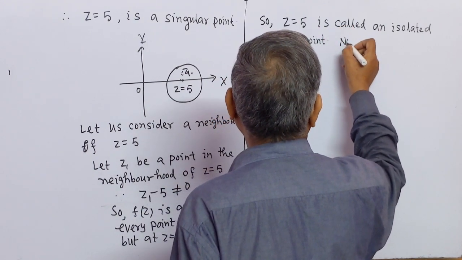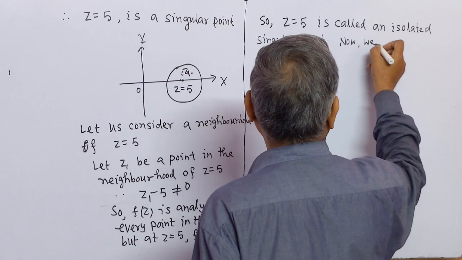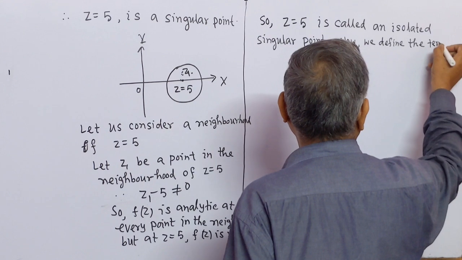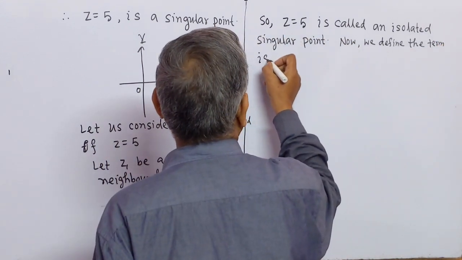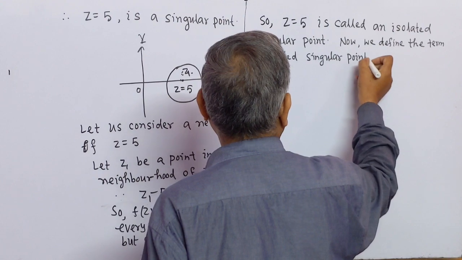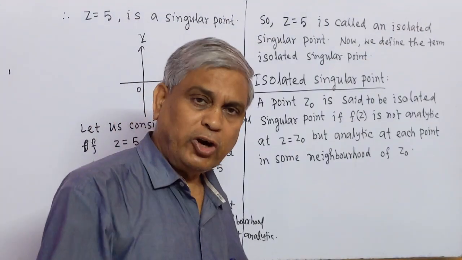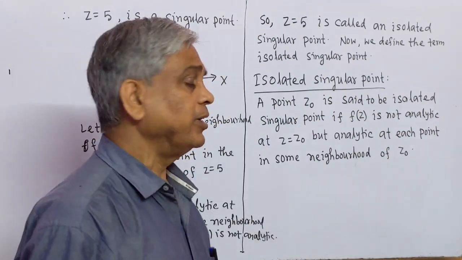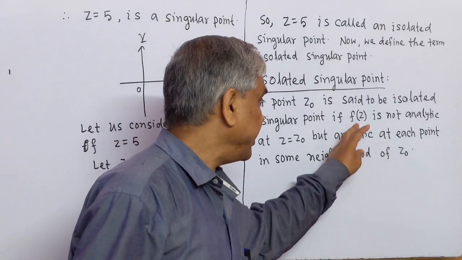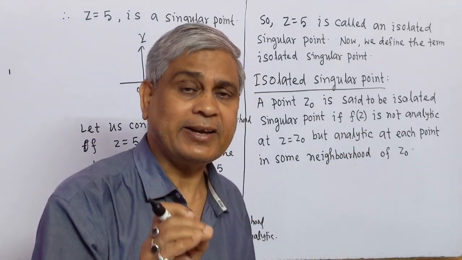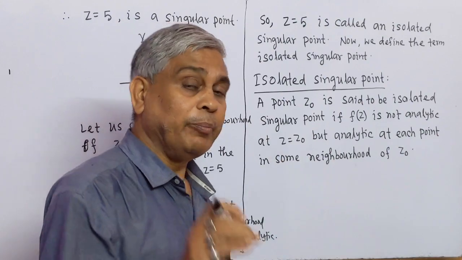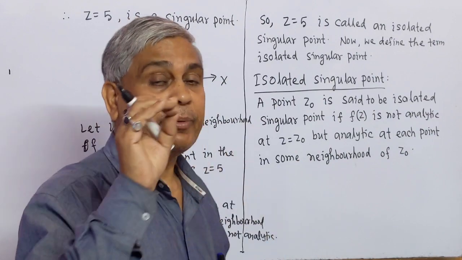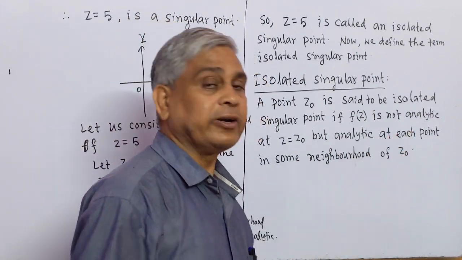Now we define the term isolated singular point. A point z naught is said to be an isolated singular point if a function f(z) is not analytic at z equal to z naught, but analytic at each point in some neighborhood of z naught.